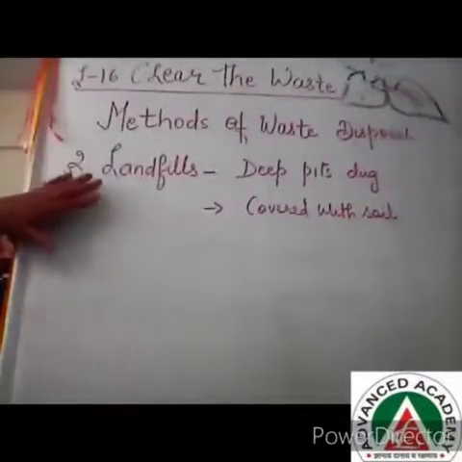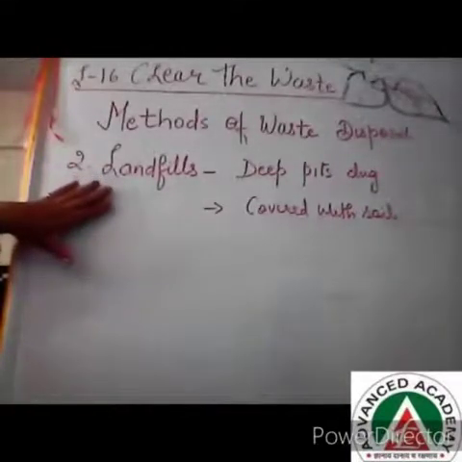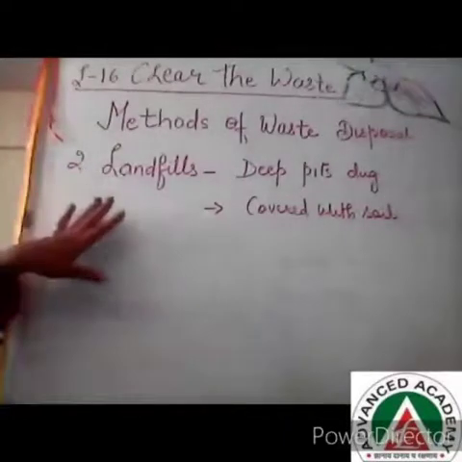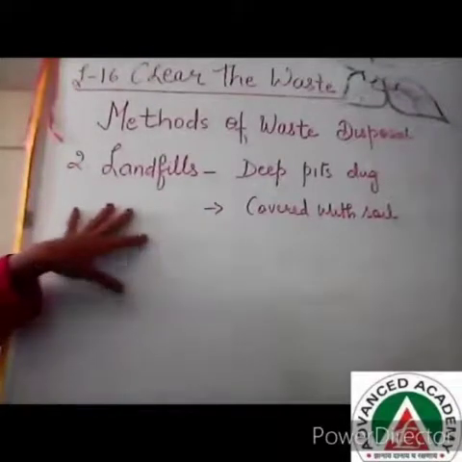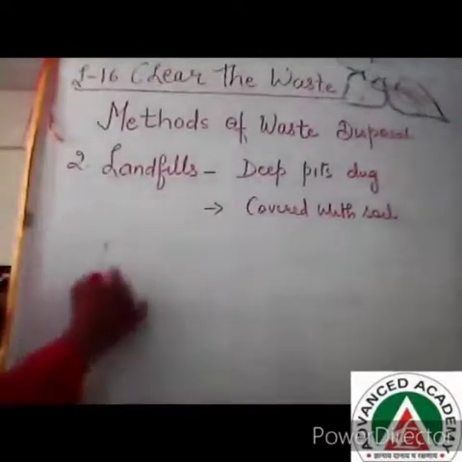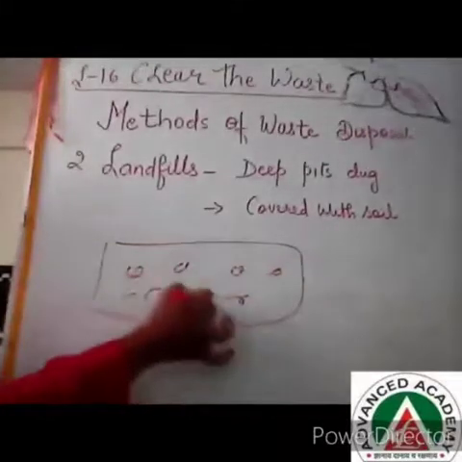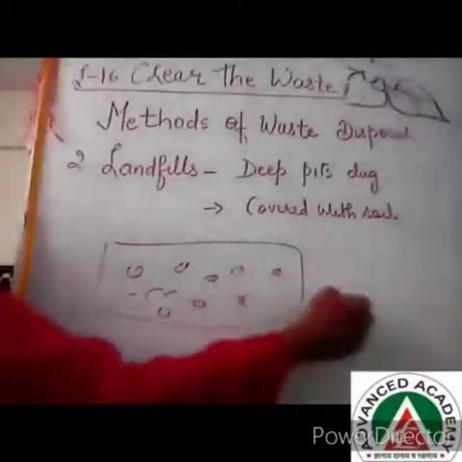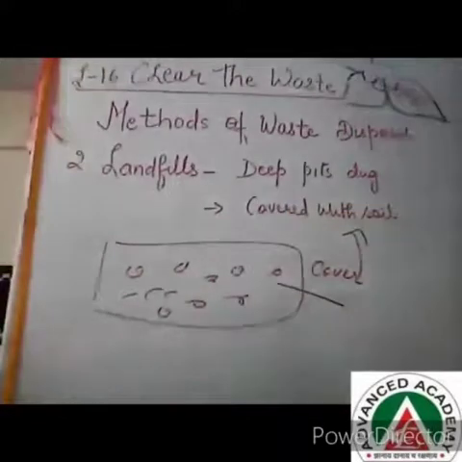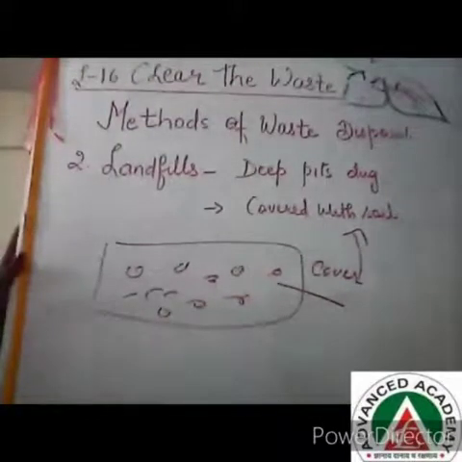Our next method is landfills. As the name suggests, we are going to fill the land. But how are we going to fill this land? Now in this method what happens? Deep pits are dug in the ground and garbage is dumped into them. First they dig deep pits, and here they dump the garbage. Afterwards, what do they do? They cover it with soil, and then they leave that dump. So this is our next method.